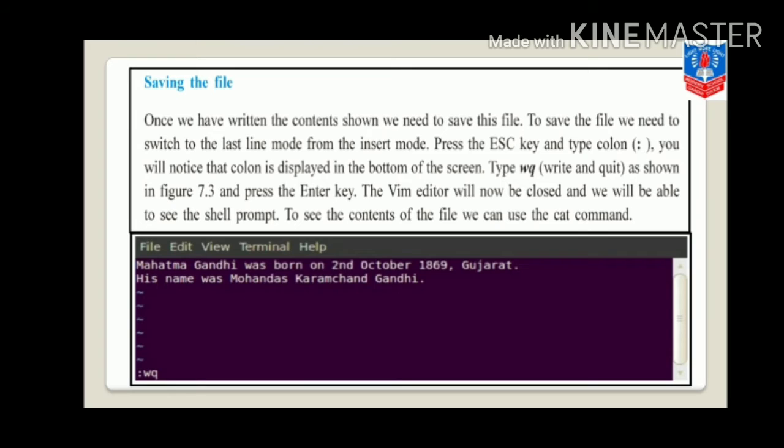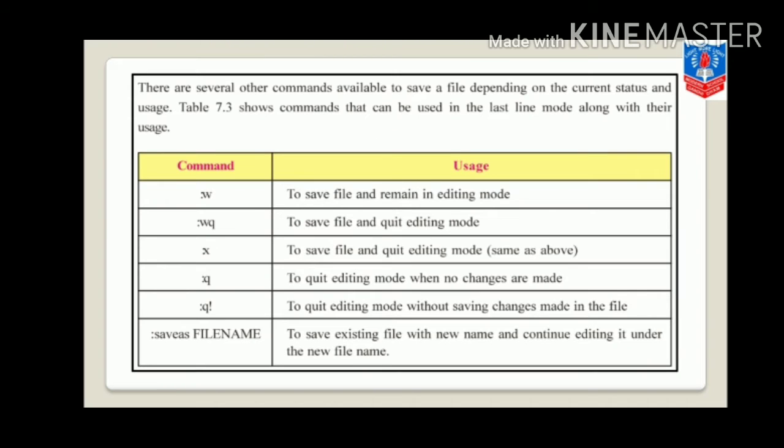To see the contents of the file we can use the cat command. Now to see the contents of our file after saving, we will use what? The cat command. Students, there are several other commands available to save a file depending on current status and use. This table on your screen shows commands that can be used in last line mode along with their uses. Commands and uses are given in this table, children.